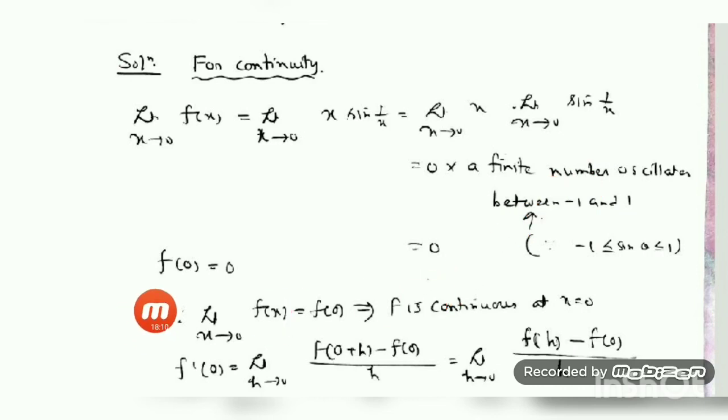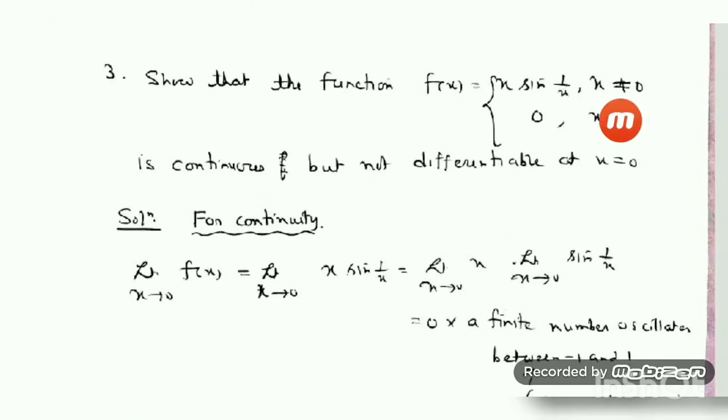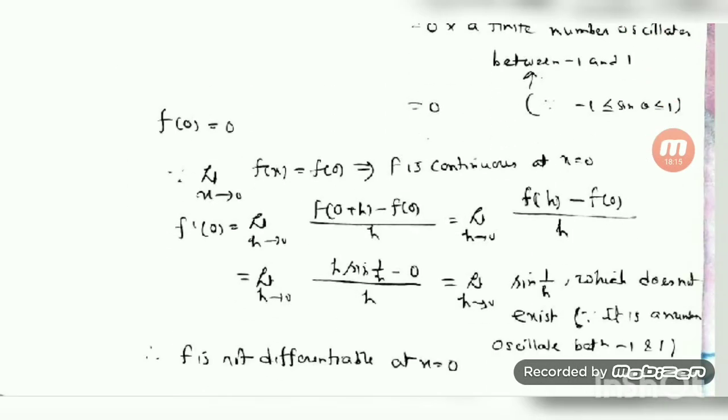Okay, now what is f(0)? f(0), for x equal to 0, is defined by 0. So here we have seen limit x tends to 0, f(x) equal to f(0). That means f is continuous at the point x equal to 0.